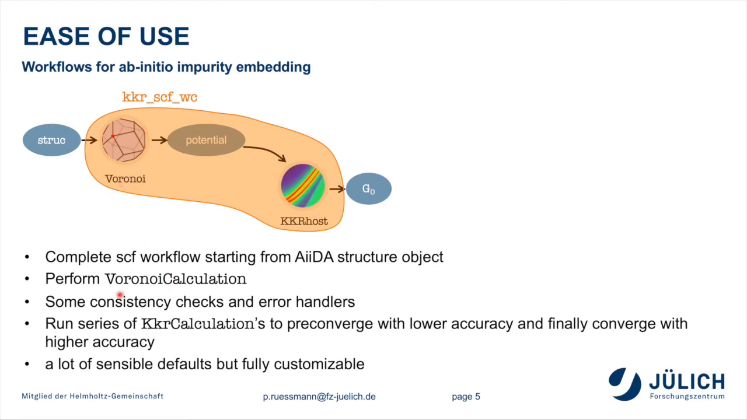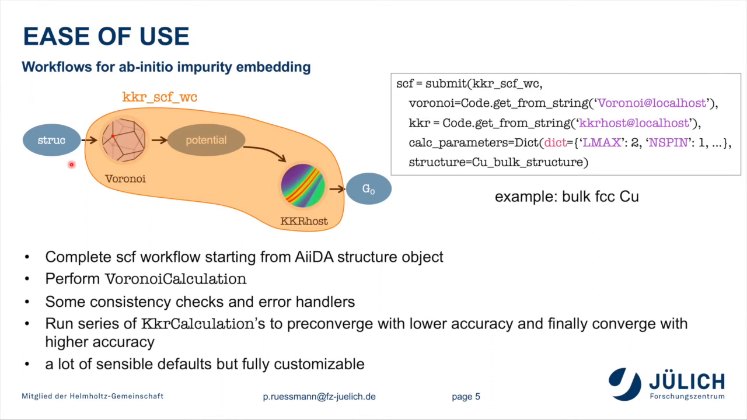So internally, you perform a Voronoi calculation. There are some consistency checks and error handlers implemented that take care of common mistakes. And actually, several steps of KKR calculations can be run. In particular, we often do a pre-converging with a lower accuracy set, which is faster, and then finally converge it in a higher accuracy setting to reach the final answer that you're interested in. So this has a lot of different features internally, but we have defined a lot of sensible defaults that makes it easy to use, but fully customizable if you want to change some of its behavior.